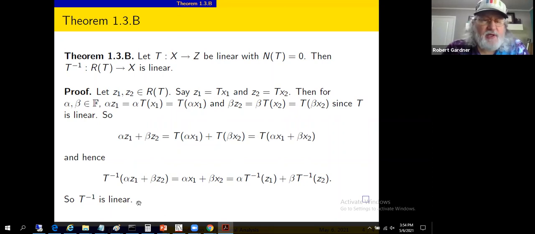It looks like we're done. So T inverse is linear. So how do you show a transformation as linear? You show it preserves linear combinations. So we're trying to show T inverse is linear.